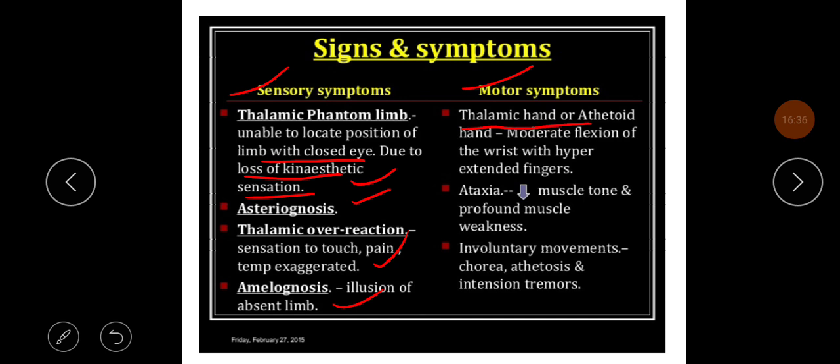In the thalamic hand, there will be moderate flexion of the wrist with hyperextended fingers. They can also suffer from ataxia, the inability to maintain balance because of reduced muscle tone and profound muscle weakness. Sometimes there can be involuntary movements if the basal ganglia fibers are affected. They can have chorea, athetosis, or intention tremors.